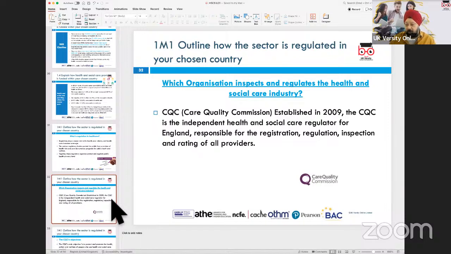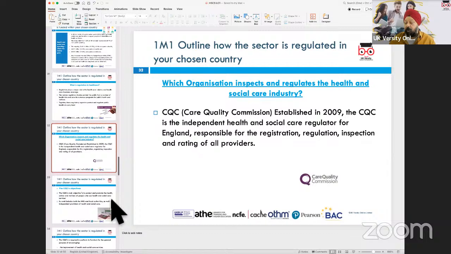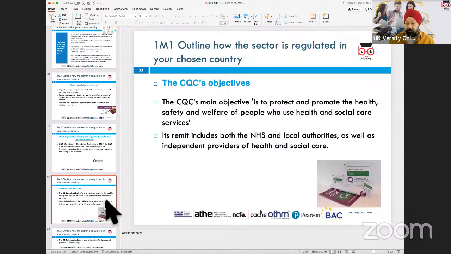So this is a very important regulator. If you want to open a care agency, you would need a license from CQC, inspection would be done, and you would need to conform to most of the regulatory requirements which it specifies for the purposes of ensuring that quality services are delivered to the members of public.